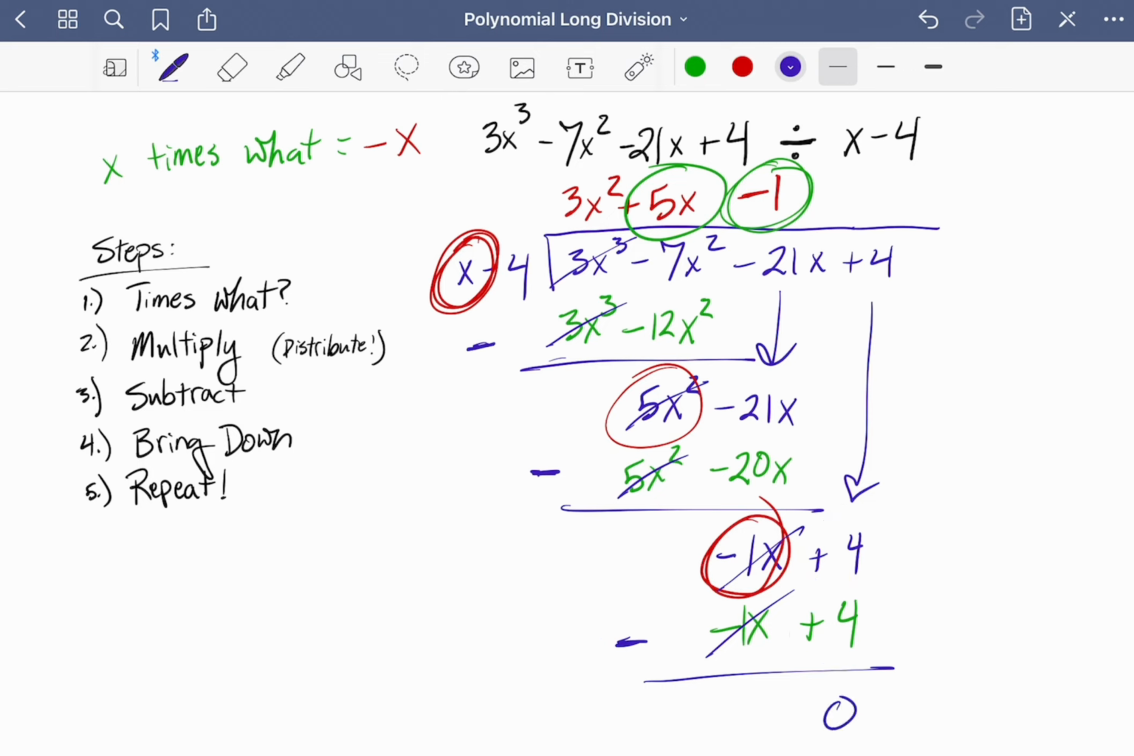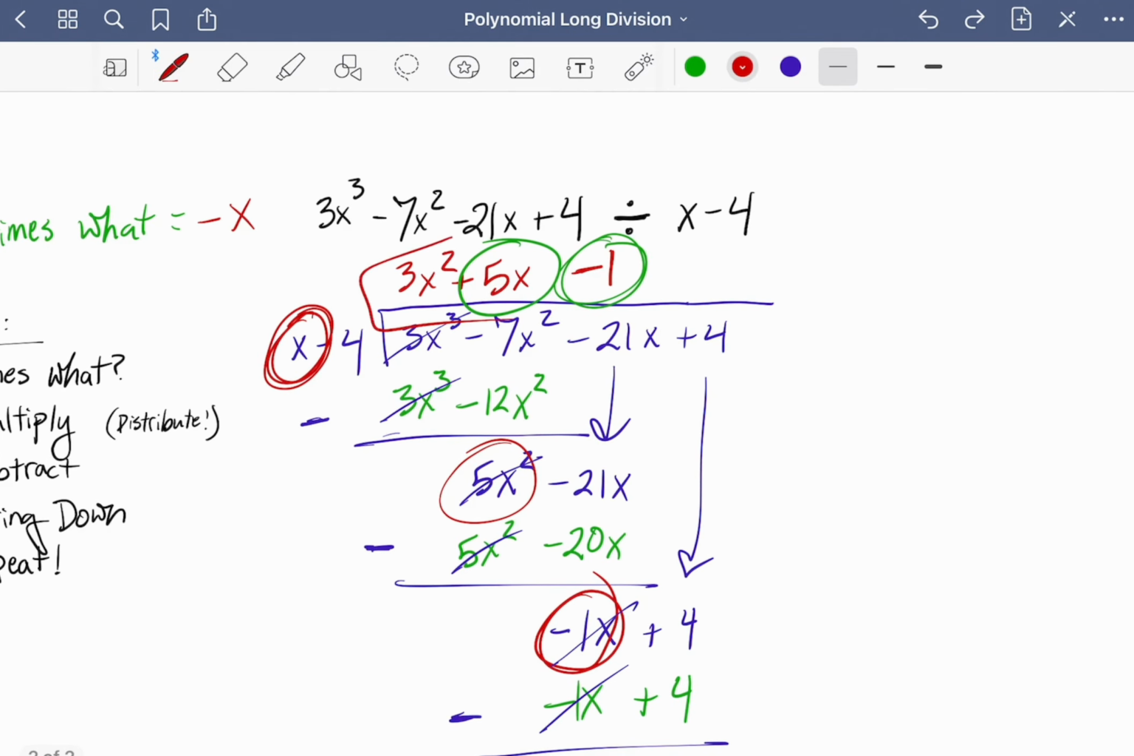And we're done. When we get to 0 with nothing else left to bring down, our problem is done and we know our answer. In this case, our final answer is all of this, 3x squared plus 5x minus 1.